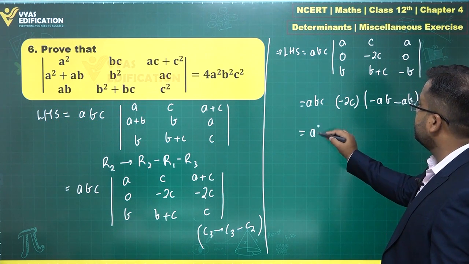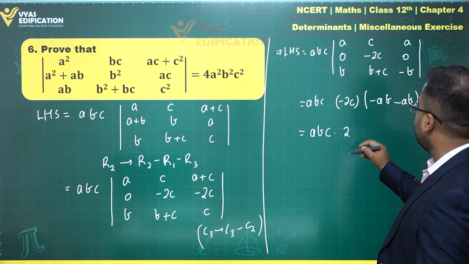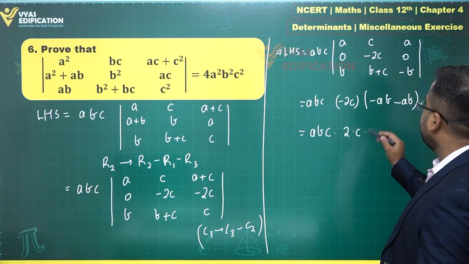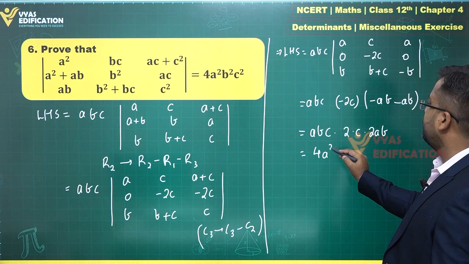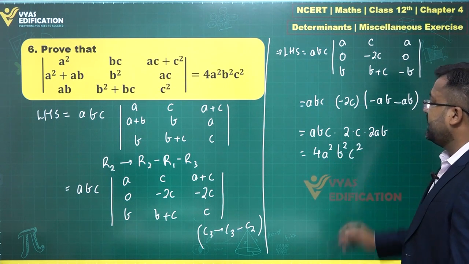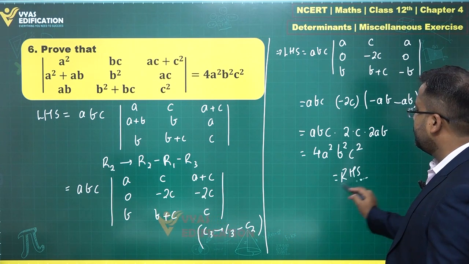And what is this equal to? This is ABC, which is okay. Minus 2 and minus again common. This will become 2 times C times, this is 2AB actually. And this will be 4 times A square, B square, C square. Yes. This is my RHS, and that's a complete proof of this question.